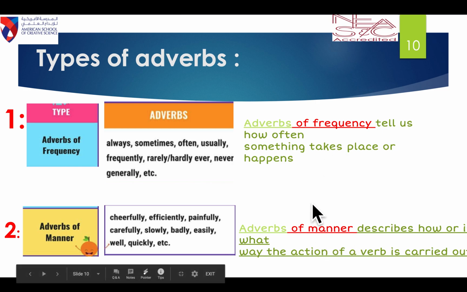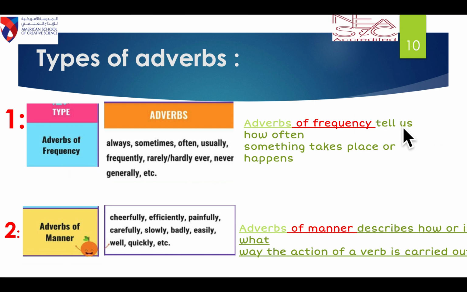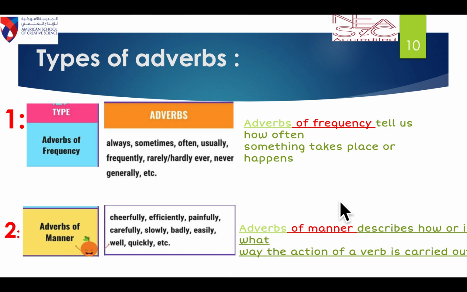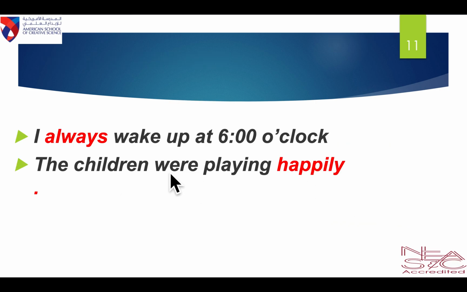So our two types so far, number one, adverbs of frequency, and they tell us how often something takes place or how many times it happens. And our next is adverbs of manner, and they describe how the action is carried out. All right, and here are two examples. I always wake up at 6 o'clock. The children were playing happily.